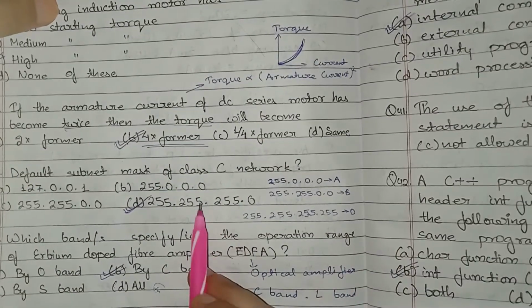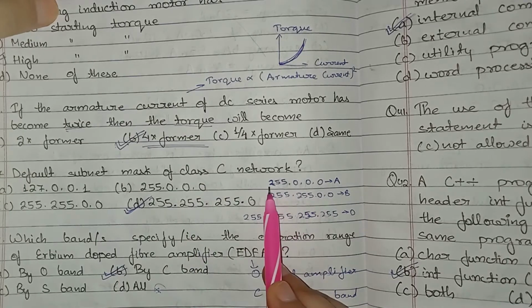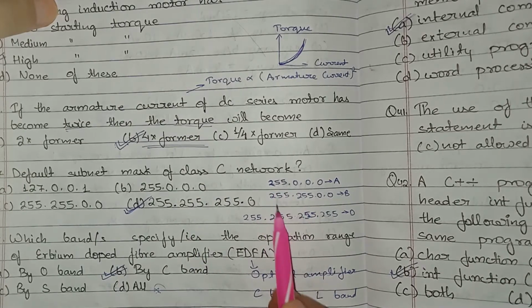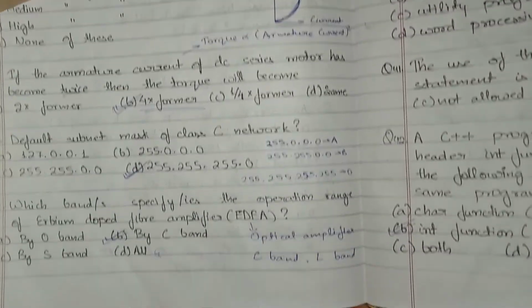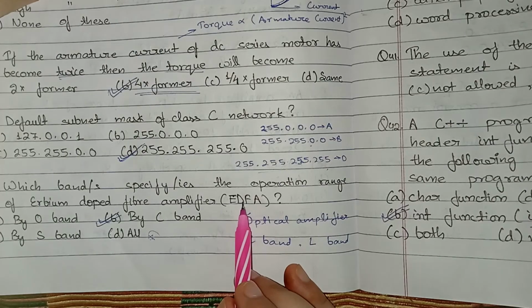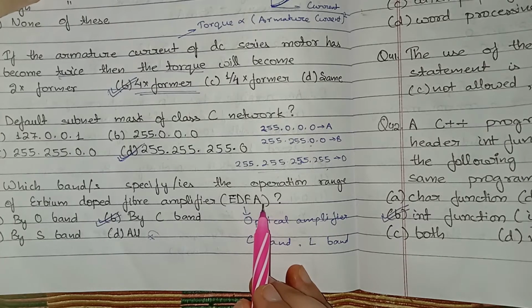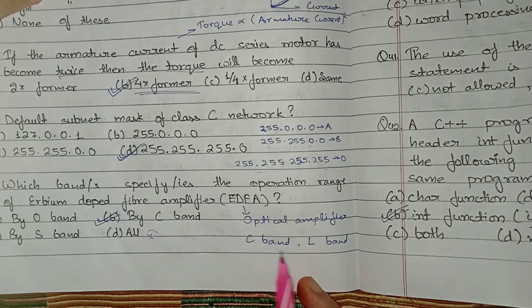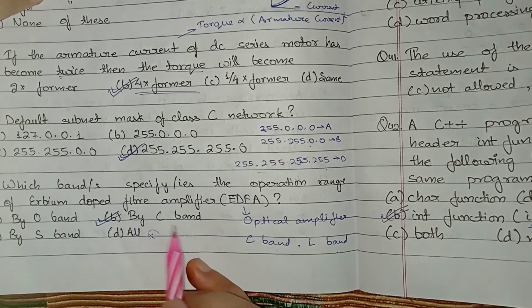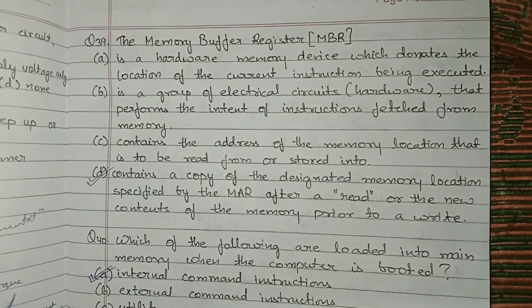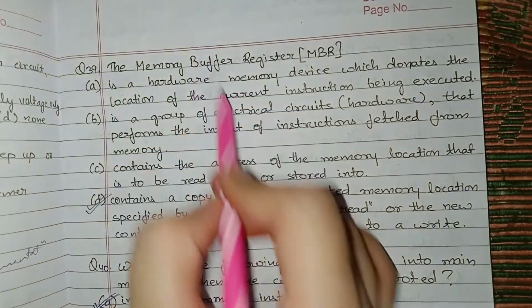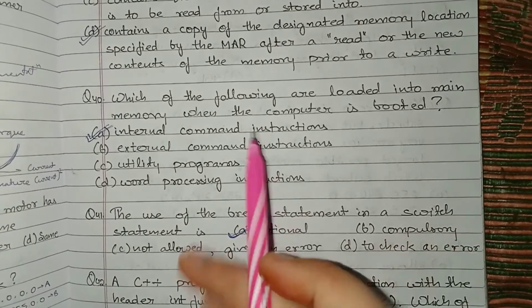Subnet mask of class C. For class A, it is this. Class B, this. Class C, this. And class D, this. EDFA operation range can be specified by C band and L band. Only C band is mentioned over here, so option B will be the answer. The memory buffer register, completely theoretical question. You can go through all of them till here.